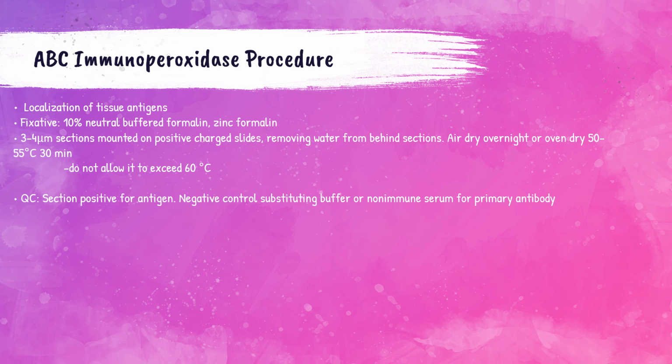For this procedure, tissue should be fixed in 10% neutral buffered formalin, or zinc formalin can be used. They should be cut 3 to 4 microns in thickness and mounted onto positively charged slides. The tissue section should either be air dried overnight or oven dried at 50 to 55 degrees Celsius for 30 minutes. Just as a note, it should never exceed 60 degrees Celsius. Quality control or QC for this procedure should be a tissue that is positive for the antigen in question, and a negative control should also be run.